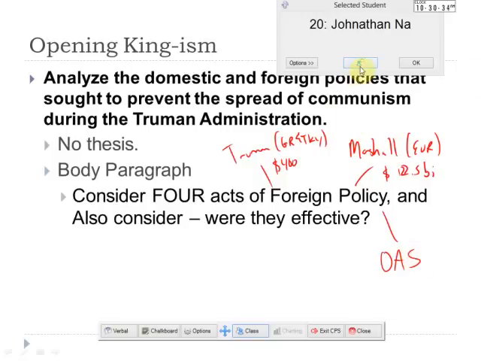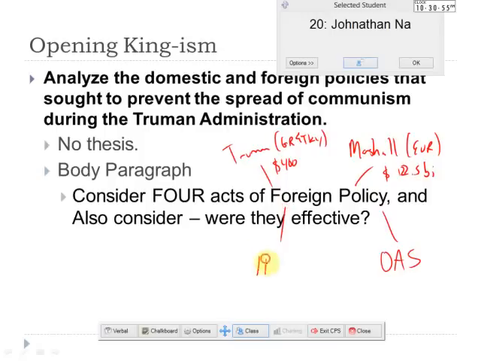What else, is there another organization? Victoria? The Molotov Plan? The Molotov Plan is not actually an American plan. That was actually intended to spread communism. So that's the opposite of the Marshall Plan. So it actually has the opposite effect. So it's not the Molotov Plan.